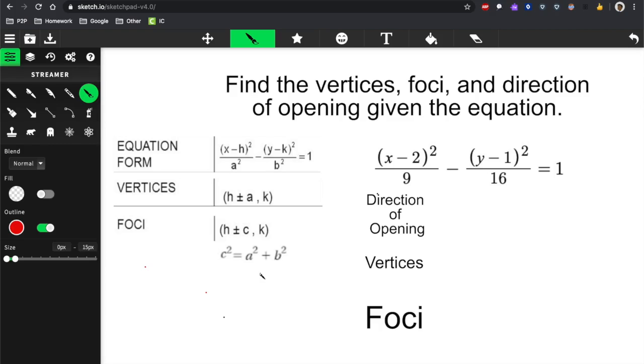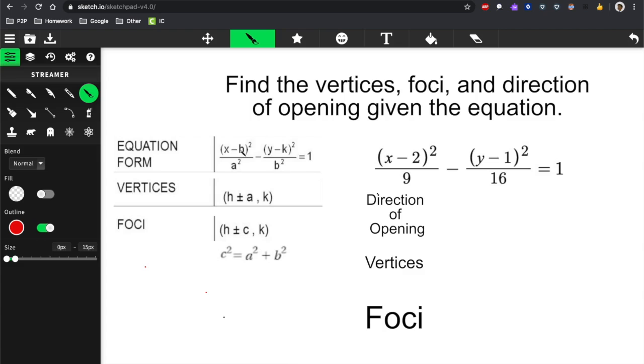Hi, my name is Logan Norman, and today I will be teaching you how to find the key features of a hyperbola. Now, we're given this problem. Find the vertices, foci, and direction of opening given the equation. And we also have these different resources to help us out. Now, what are we going to do first?